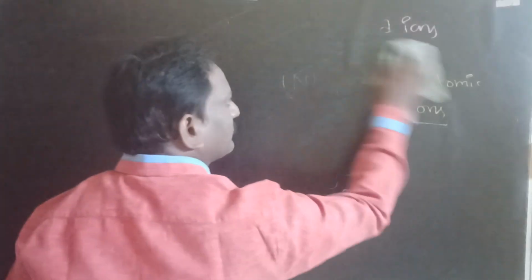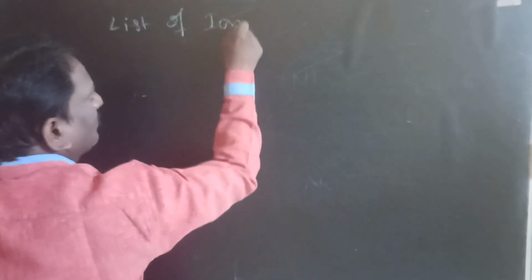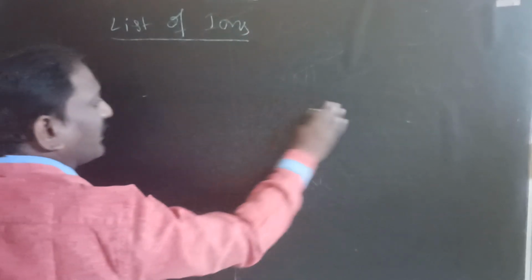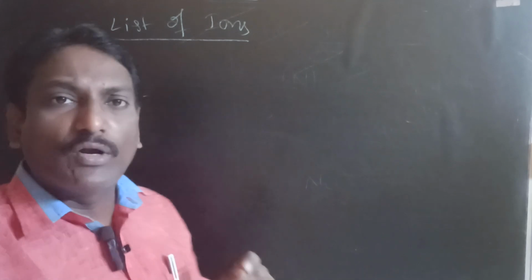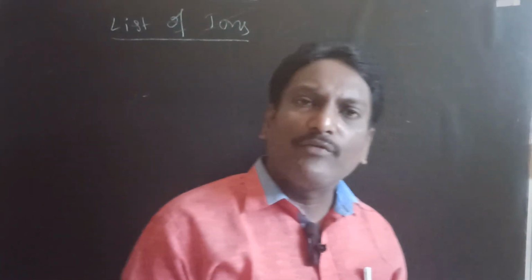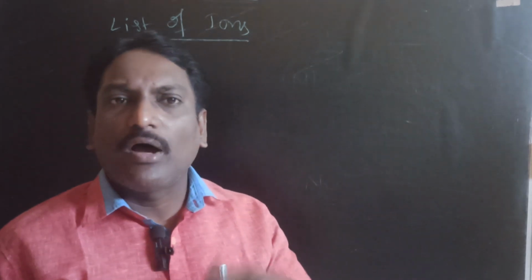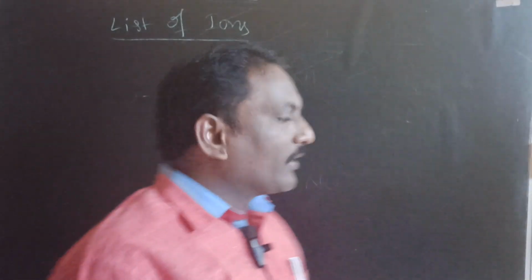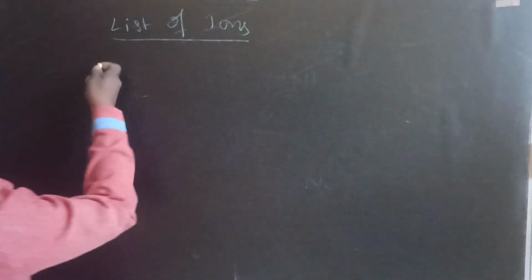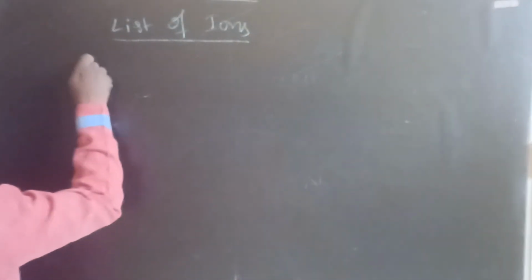List of ions. Very important, my dears. Please make a note of it. First of all, I would like to give ions present in elements 1 to 20. Apart from elements 1 to 20, I would like to give very important ions. After that, let us look into compound ions. So let me write elements 1 to 20.